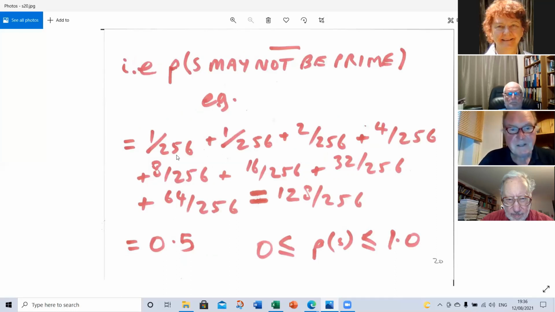So this is the probability that S may not be prime. In the 8-bit case, there's probably a couple of errors on this slide as well, but P not prime S ranges from 0 to 1, and its mean value is 0.5. As we compute the individual QKs, whether the QK is 0 or 1, this gets us a value between 0 and 1, which tells us the likelihood that the number may or may not be prime, based on the periodicity or absence of periodicity in its digits.